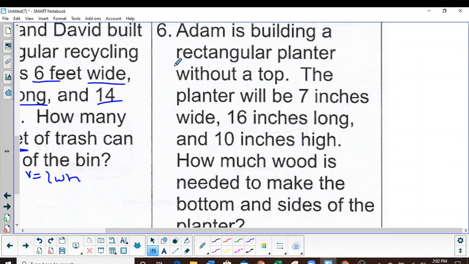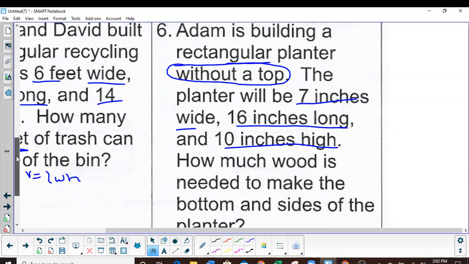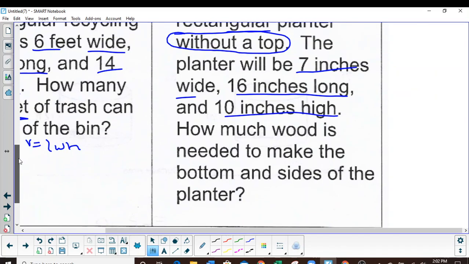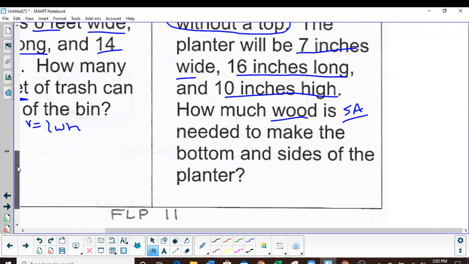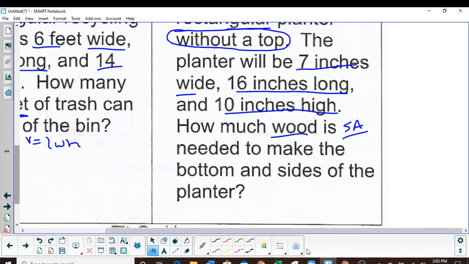Adam's building a rectangular, so we know we've got a rectangular prism planner without a top. You might want to circle this part. Okay. The planner is 7 inches wide, 16 inches long, 10 inches high. No biggie there. How much wood is needed to make the bottom and sides of the planner? So this is surface area, okay? Surface area without a top. So let's just go ahead and figure out the entire surface area of this rectangular prism first. Then we'll just subtract the dimensions of the top from it, okay?